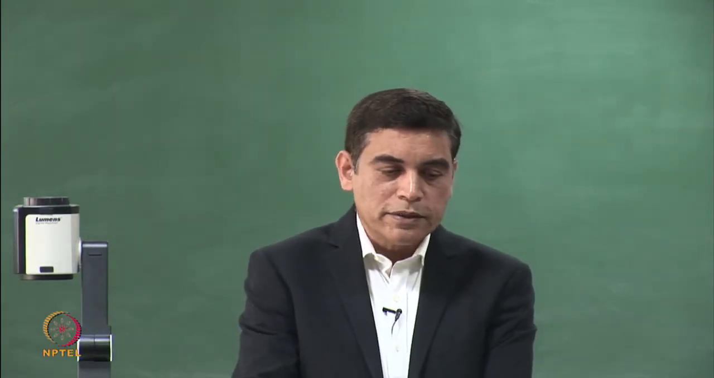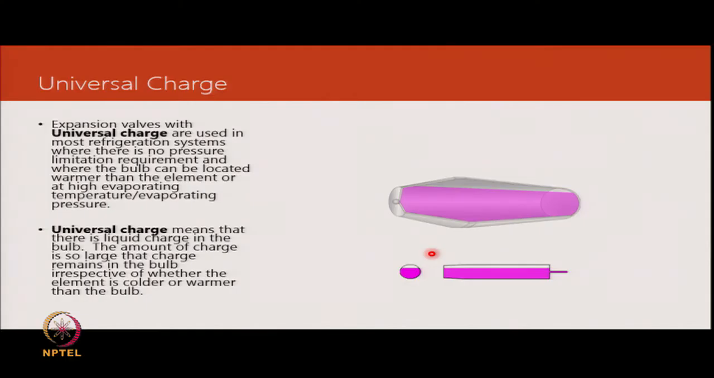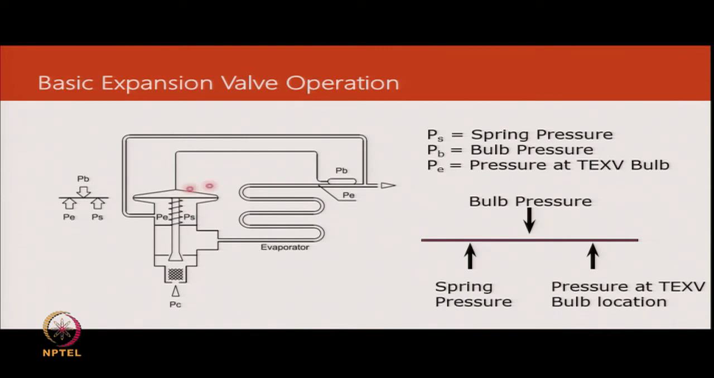The amount of charge that remains in the bulb is irrespective of whether the element is in a colder or warmer state. If you look at an externally equalized thermostatic expansion valve, there is fluid inside this bulb and there is a diaphragm. If the temperature here is higher, there could be migration of the refrigerant from the bulb to the diaphragm, and in certain conditions, if all the fluid were to move out from the bulb to the space above the diaphragm, then there would be nothing to sense what is happening to the temperature at the suction line.